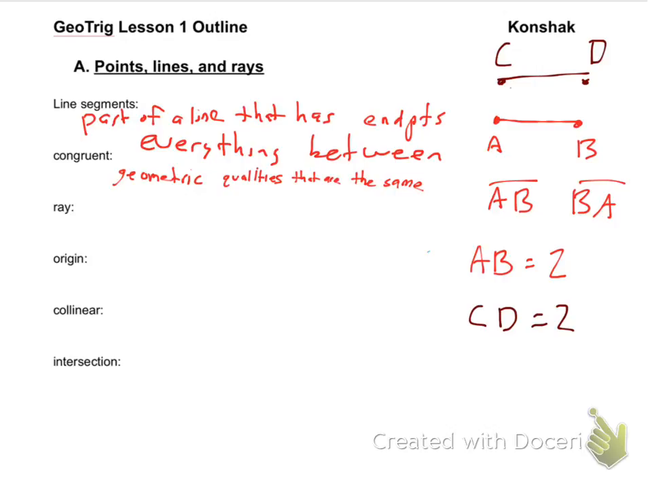What can we say about those 2 line segments then? Yeah, they're congruent. And how would we say that? We don't necessarily put an equal sign between them. What is the congruent symbol? Does anybody remember?